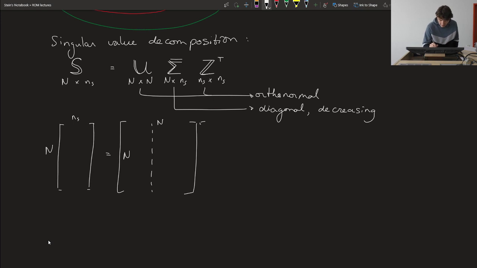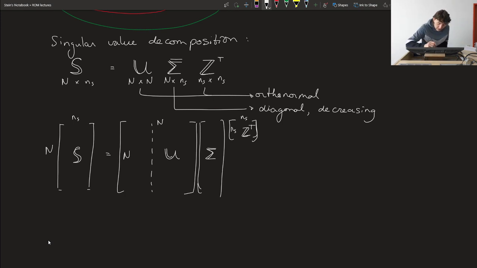And we have this standing matrix that is of the same size. That's the diagonal one. So this is U, this is S, this is sigma. And another square matrix that is of the small dimension, Z transpose.